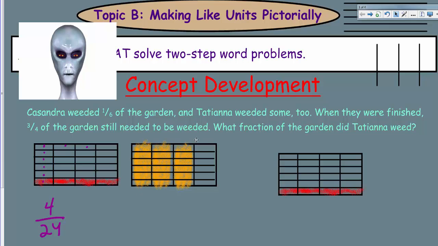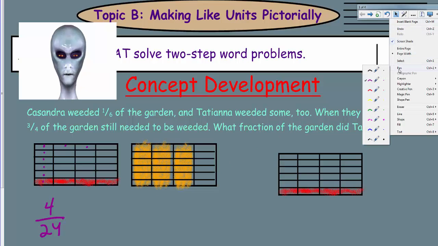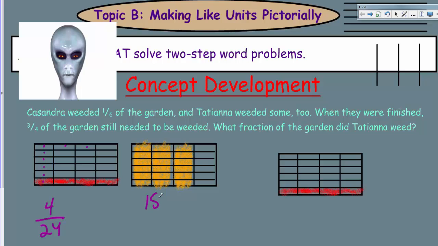that that's in 24ths. If we have 6 times 4 is 24, then 6, 6, 6 here would be 6 times 3, which is 18. I'm going to go ahead and get 18. So now we have 18 24ths. That's how much had been completed.